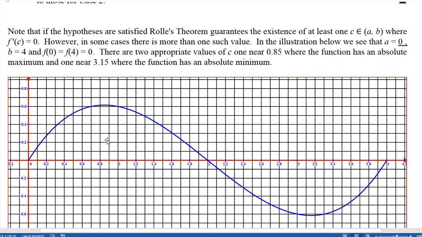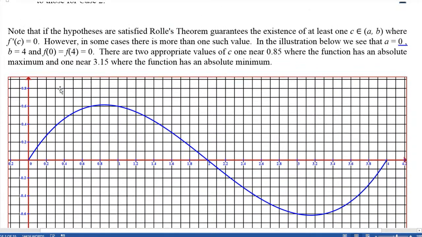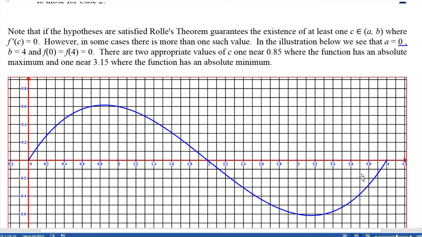Notice that if the hypotheses are satisfied, you've got a function, here's an example, defined on the closed interval from 0 to 4, from a to b, and it's continuous and differentiable between there, so we don't have any sharp corners or any breaks in the graph. And so there has to be a place in here where the derivative is 0. This one has two such places. There's one somewhere around 0.85 where it reaches a maximum and it has a horizontal tangent line, so the derivative is 0 there. So c equals roughly 0.85.